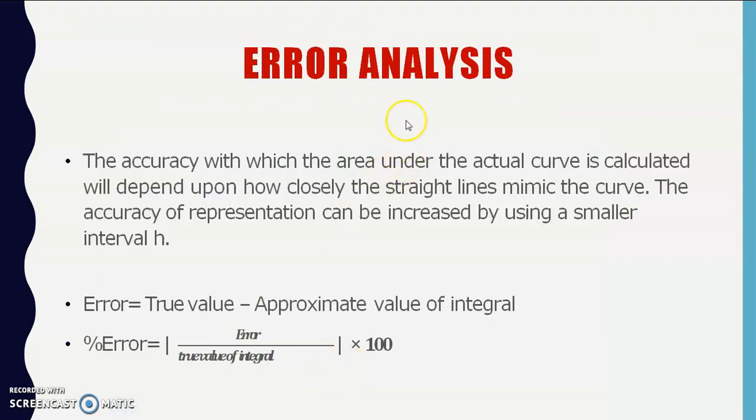Next is error analysis. The accuracy is measured by how close the calculated area is to the curve. The accuracy can be increased by using smaller intervals. We can measure this error by a formula: error is equal to true value minus approximate value of the integral. We can find the percentage of error by using the formula error upon true value of integral into 100.